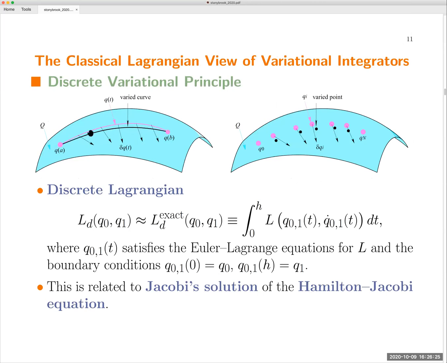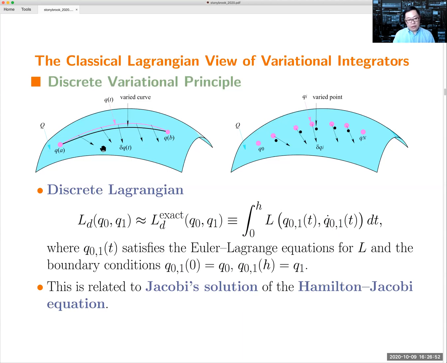So if you have an initial point and a final point, then the curve which connects those two points is that which extremizes the action integral, which is the integral of kinetic minus potential energy. This is of course a very nice way of describing mechanics without relying on coordinates, if you will. So this is sort of a covariant way of describing dynamics.